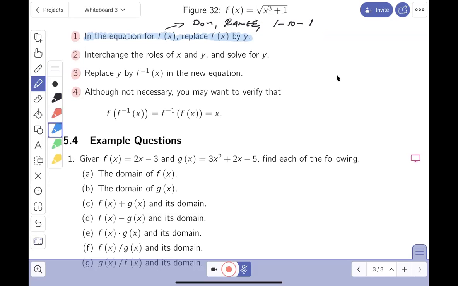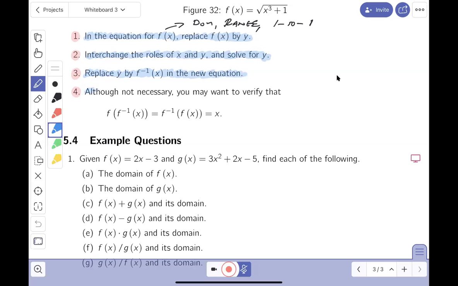Interchange the roles of x and y. What we're really basically doing is rotating about the line y equals x. So interchange the roles of x and y, and then solve for y. What's the next thing you're going to do? Replace y by that notation f inverse in the new equation. And yes, we will go through examples.